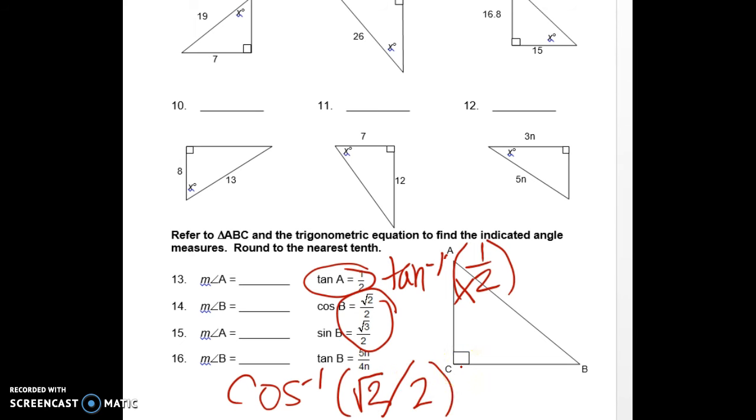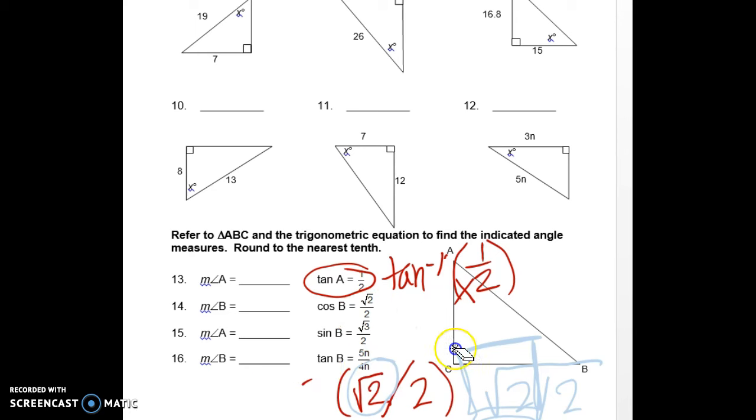Just be careful, I mentioned this to a couple classes, be careful that when you do the square root part right here, it doesn't continue over the dividing by 2. So if your calculator looks like this, it's going to be wrong, because the square root part only applies to this first 2. It doesn't apply to the dividing by 2 part. Just be careful on that.